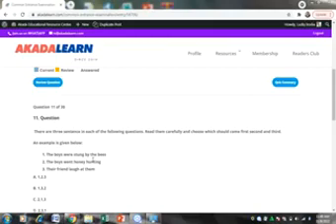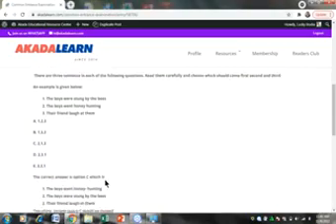There are 3 sentences in each of the following questions. Read them carefully and choose which should come first, second, and third. An example has been given. The boys were stung by the bees. The boys went honey hunting. Their friends laughed at them. Which one should come first, second, and third? The correct option is C, which is 2, 1, 3. The boys went honey hunting. The boys were stung by bees. Their friends laughed at them.